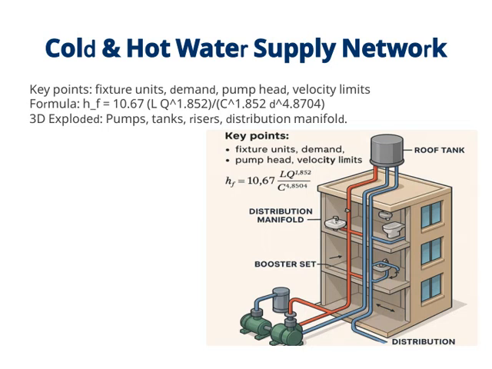Let's take a look at the cold and hot water supply network. Here, we're focusing on some key points that are essential for designing an efficient system. First, fixture units. These are a way to estimate the water demand based on the types and number of fixtures connected. Understanding demand helps us size the pipes and equipment properly.